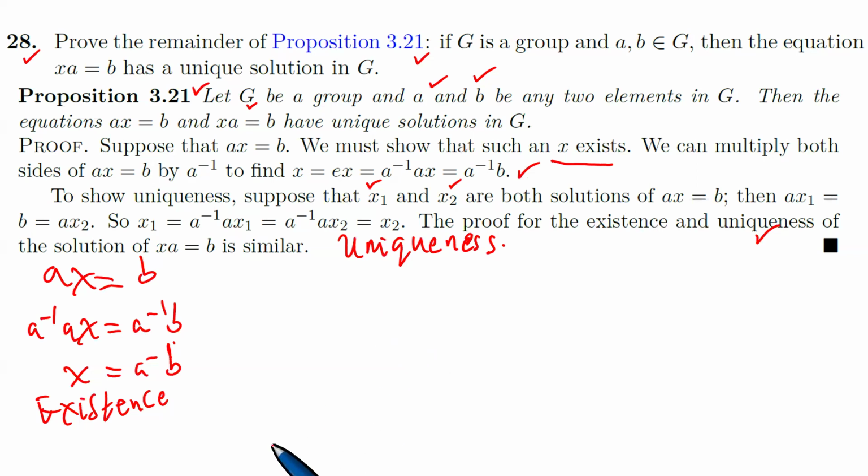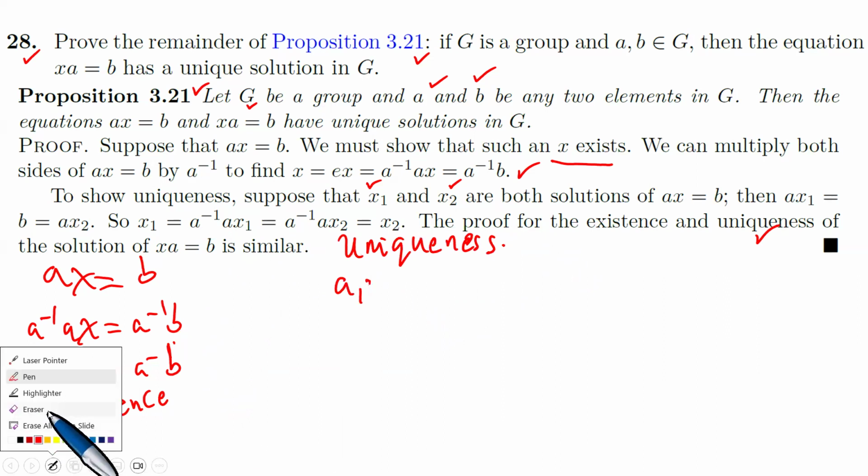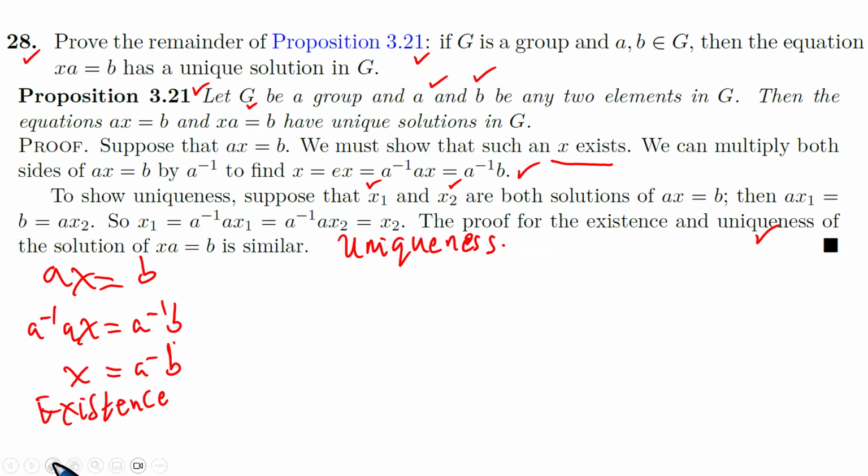Okay, this is uniqueness. For uniqueness, we suppose that there are two solutions. We want to prove that. The reason why they're asking us is because there are two equations. We are dealing with AX equals B, and then we shall do XA equals B. So now we are looking at AX equals B. We want to prove that the solution is unique.